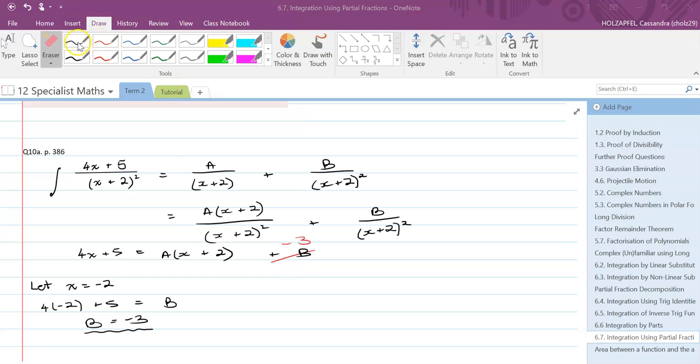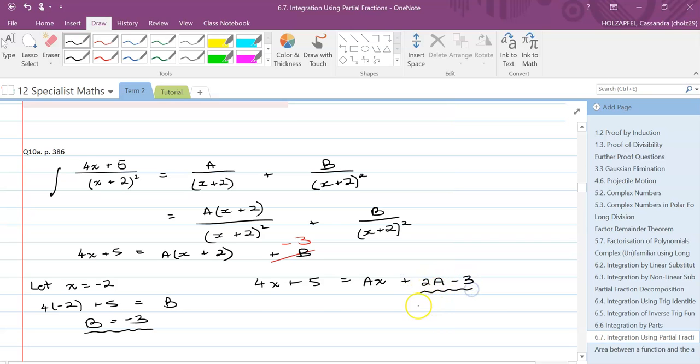So now what we can do, because we obviously can't substitute in any value of x to eliminate this b term, we already know what this value of b is to work out a. So what I'm going to do is expand this a out across the brackets so that I get 4x plus 5 is equal to ax plus 2a minus 3.